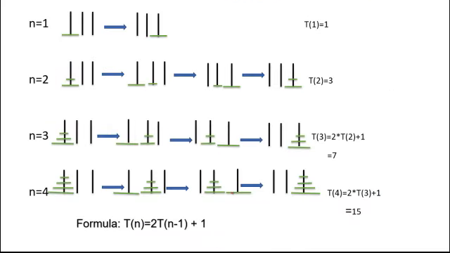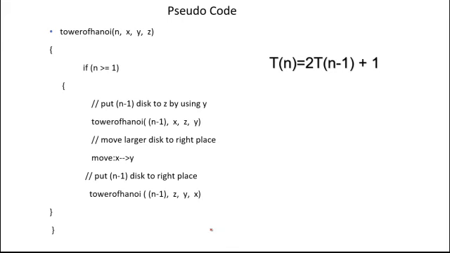So at this time we can easily figure out our recursive formula. So T of n is equal to 2 times the previous step, which is T of n minus 1, then we add 1. Okay. Here is now the pseudocode.